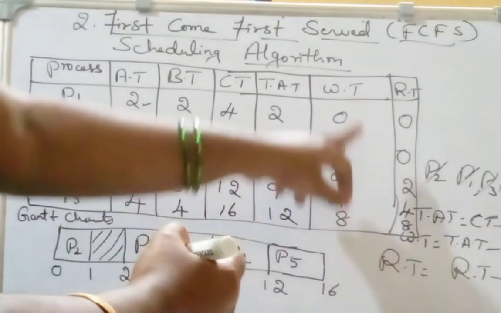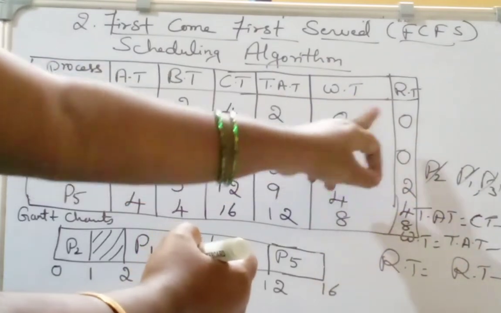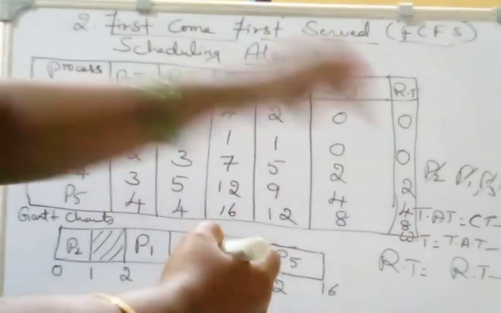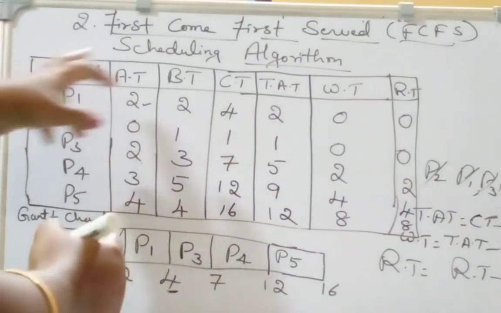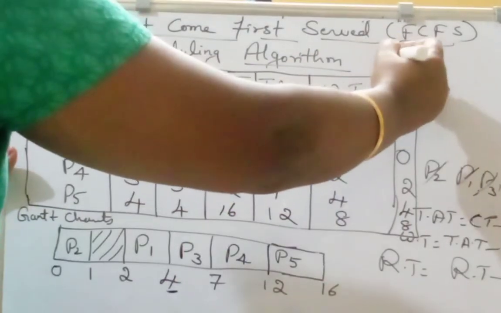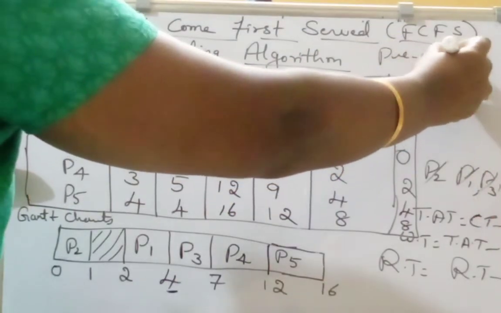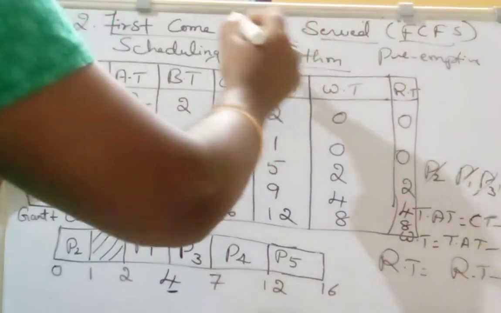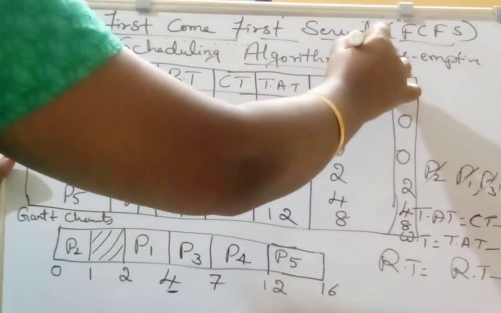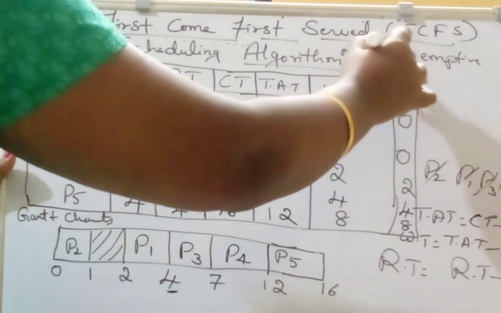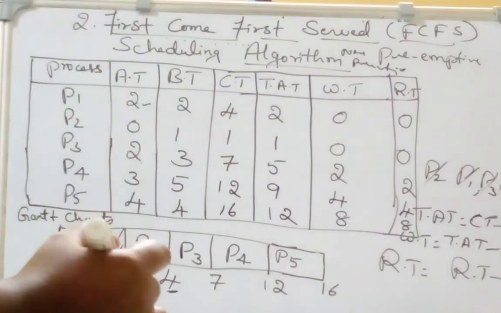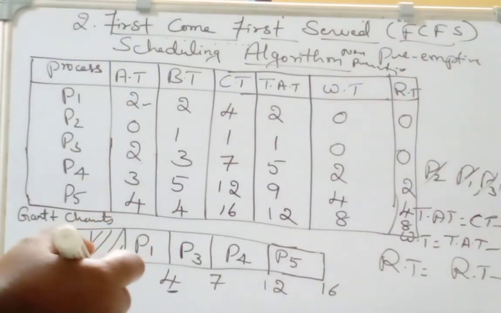If you observe this, the waiting time and the response time remain the same here for first come first served scheduling. First come first served is a non-preemptive scheduling algorithm. When do we speak about preemption here? Whenever the arrival time is given, we speak about preemption.